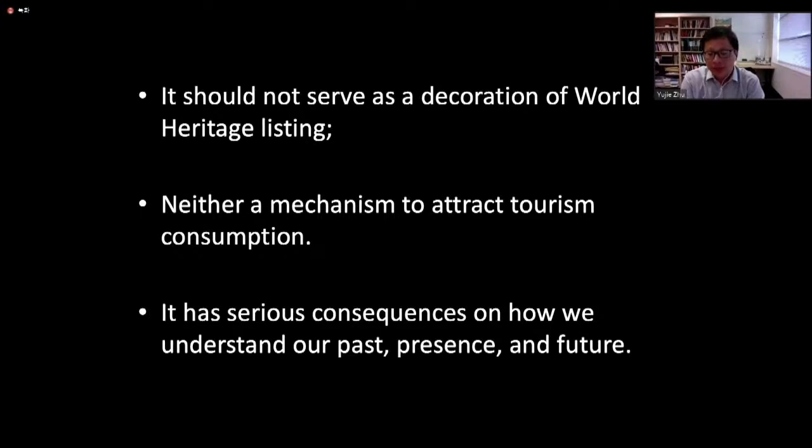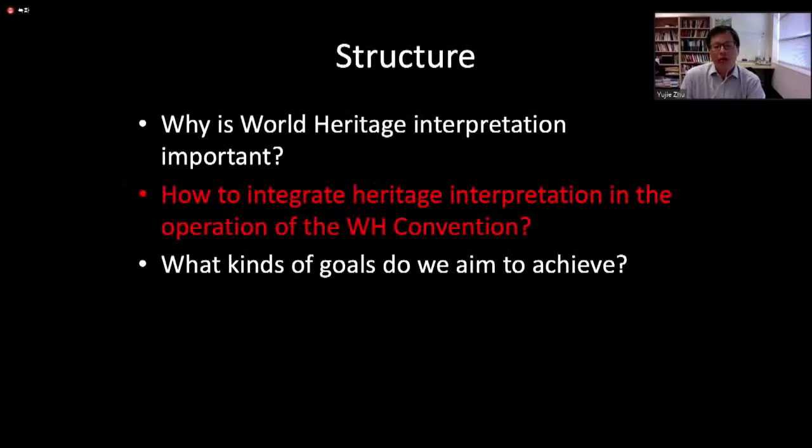It needs to be treated seriously as a form of recognition and social justice, as it has serious consequences on how we understand our past, present, future, and our relationship with others. We know that heritage interpretation is important, but the question is, how do we integrate heritage interpretation in the operation of the World Heritage Convention.